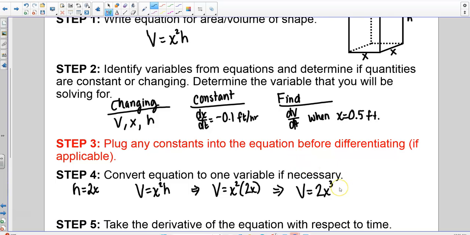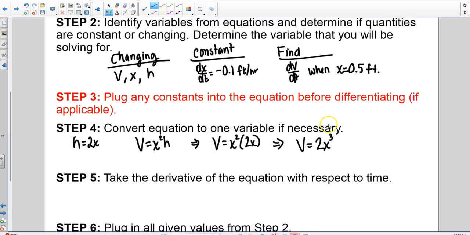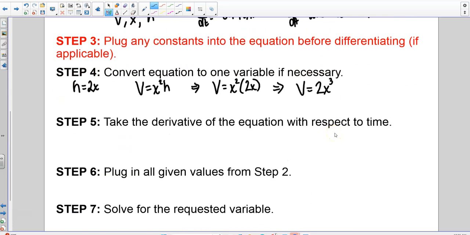So if you can get to this point, the problems should be pretty straightforward for them. It's going to be a derivative. It's going to be plugging in. Most of the time, the derivative doesn't even require a lot of special rules. But you got to get to this point first. That's the hard part. So now we just take the derivative.